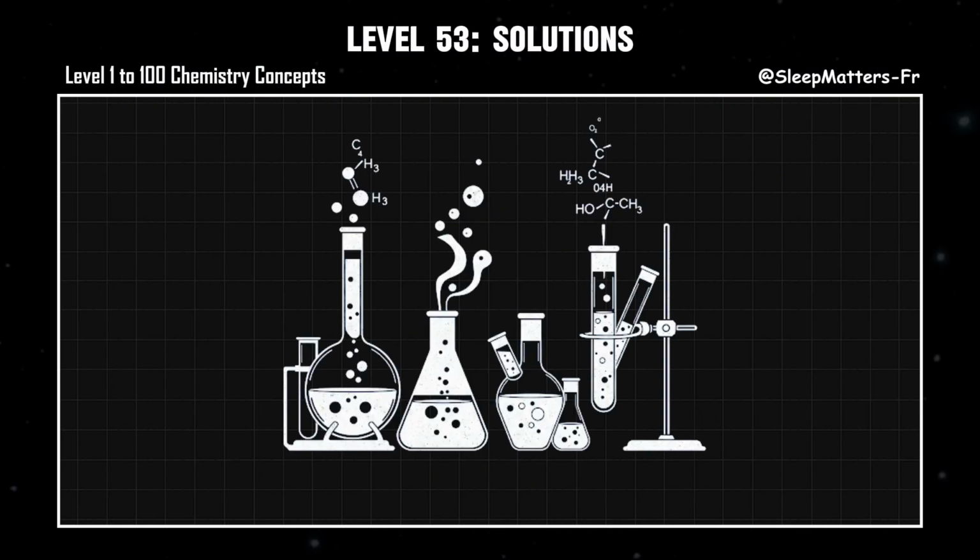Level 53. Solutions. A solution is what you get when a solute completely disappears in a solvent. It is a perfect blend, a mixture that looks like one thing even though it is made of two. You see solutions everywhere. The tea you drink is a solution of water and the compounds of tea leaves. The air you breathe is a solution of gases like oxygen, nitrogen, and carbon dioxide. Even the blood in your body is a solution, carrying dissolved nutrients, gases, and waste.